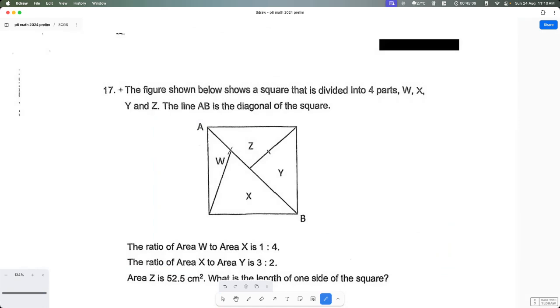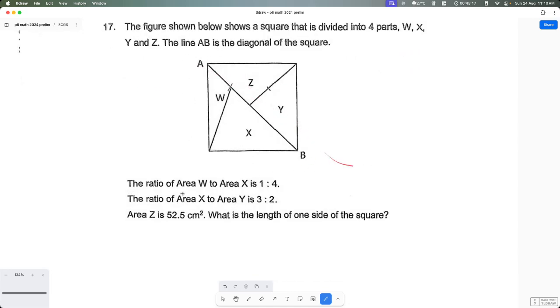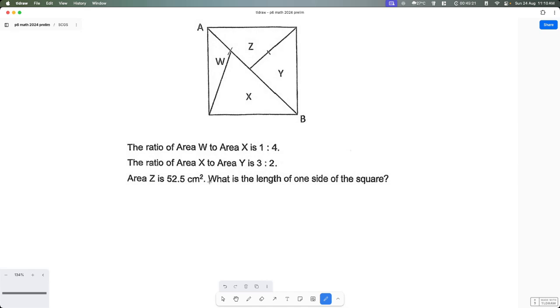All right, so question 17. The figure shown below shows a square that's divided into four parts, W, X, Y, and Z. The line AB is the diagonal of the square. So basically half. So the area of W and X, which is half, is 1/4. And the ratio of the areas of X and Y is 3:2. Pretty straightforward in this case.